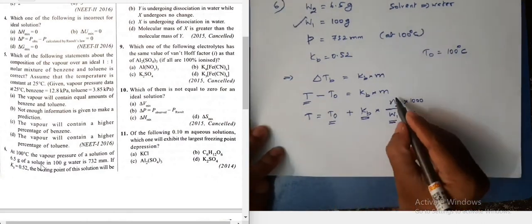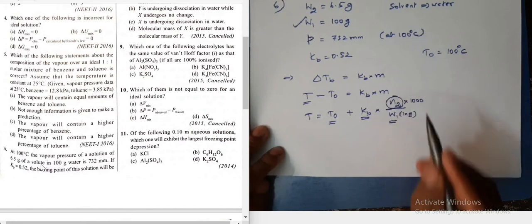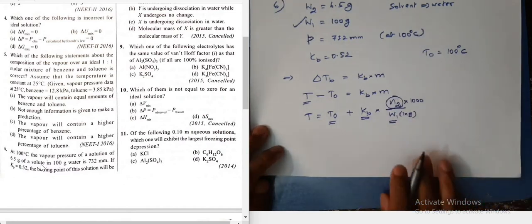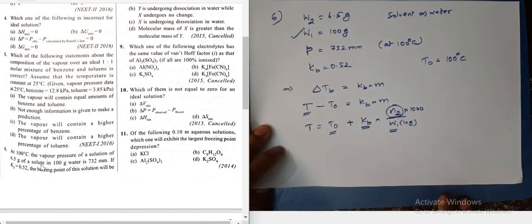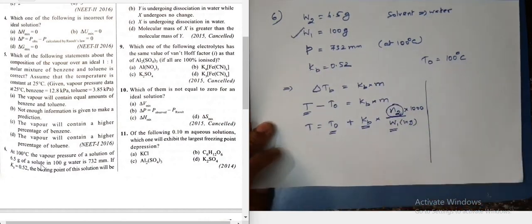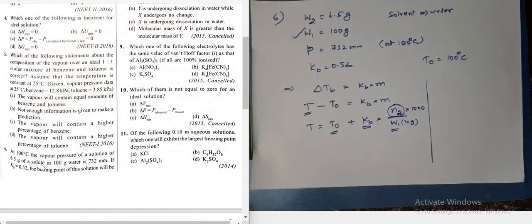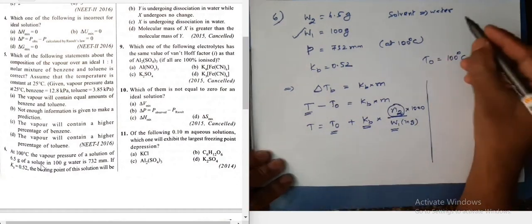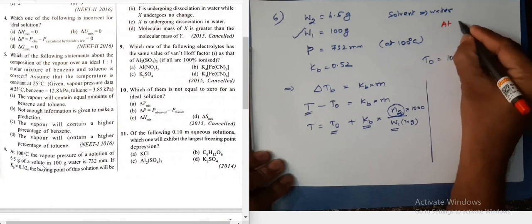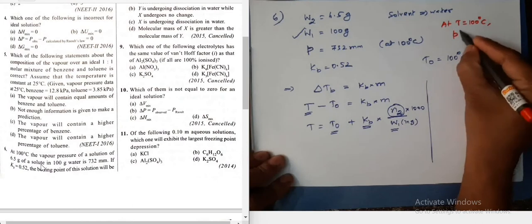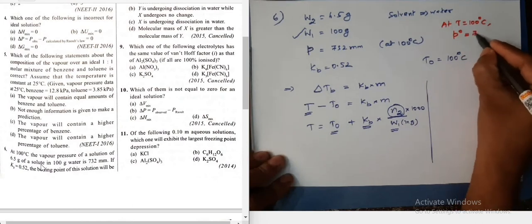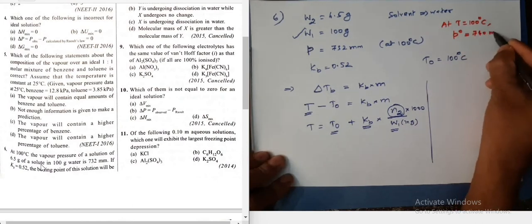Now, the quantity that we don't know is N2. What is N2? That we don't know. That's why the vapor pressure information is given here. So what I'm going to do first is calculate this N2 using the vapor pressure information. Students, keep this in mind, this is very important. For pure water at 100 degrees Celsius, the vapor pressure of pure water is 760 mm, 1 atmosphere.